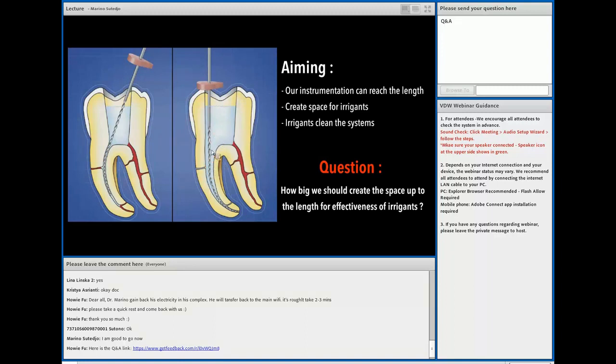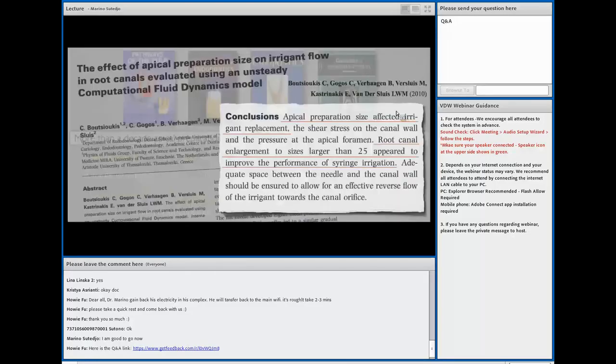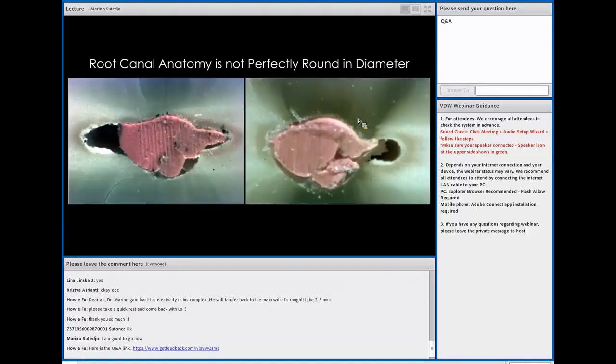the systems. But the problem is, how big should we create in order to have some effectiveness of the irrigants to clean all the systems? And we see from many textbooks that some of them recommend more than 25. So we can do at least 30, or 35. There are also some journals that said that apical preparation, of course, will affect the irrigant replacement. So root canal enlargement to a size larger than 25 appeared to improve the performance of irrigation.